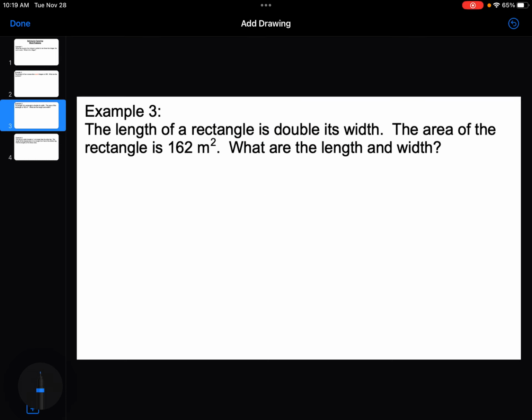Okay, looking at this next one, it says the length of a rectangle is double the width. The area is 162. What are the length and width? Well, when we set this up, if the length is double the width, that would be 2 times W, and this is W. Well, that sets my let statement up for me. Let W be the width. And we're going to say in meters.